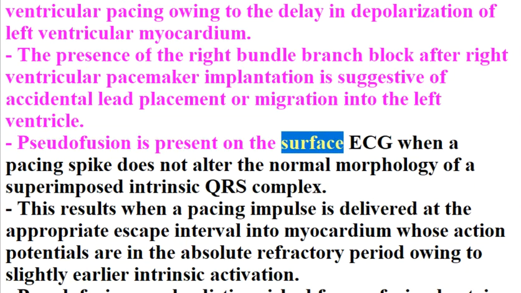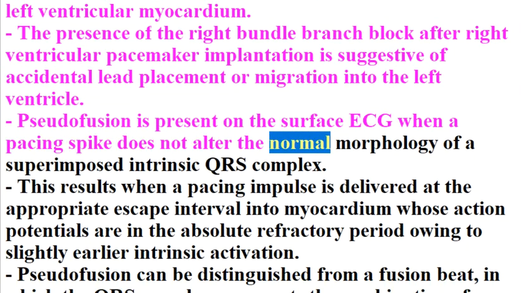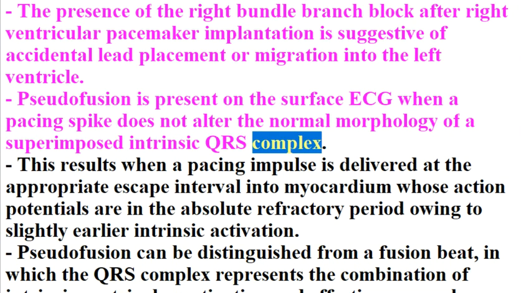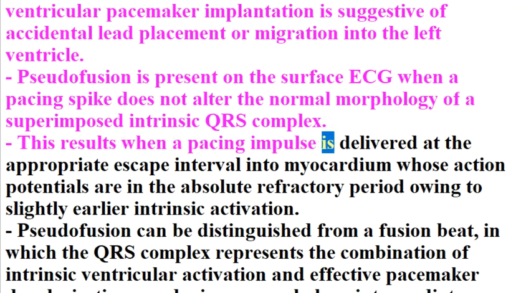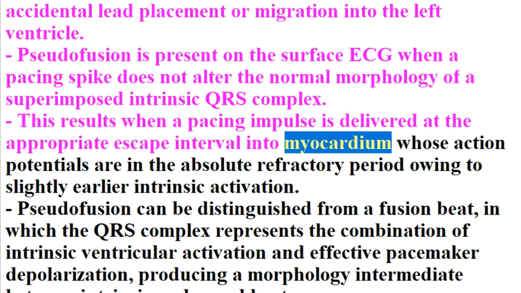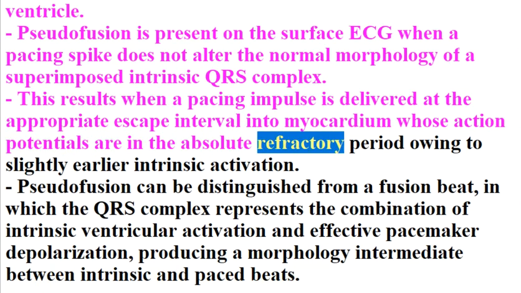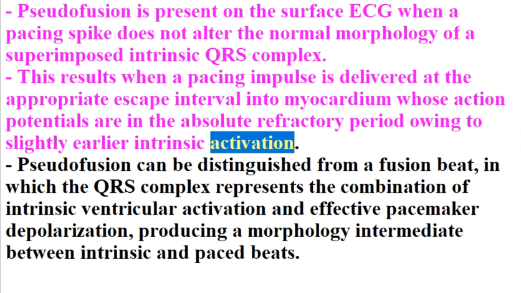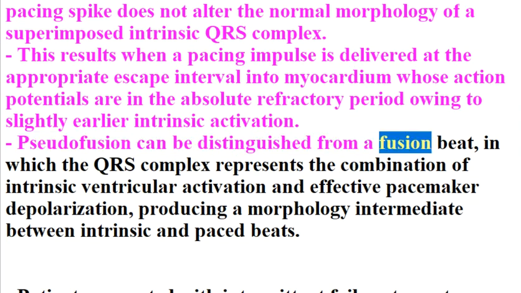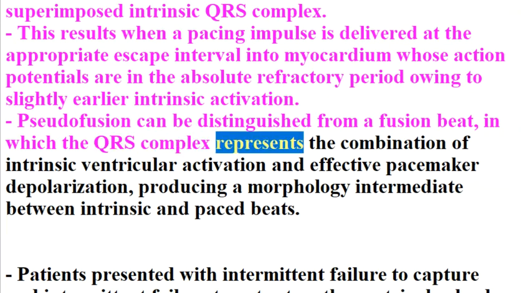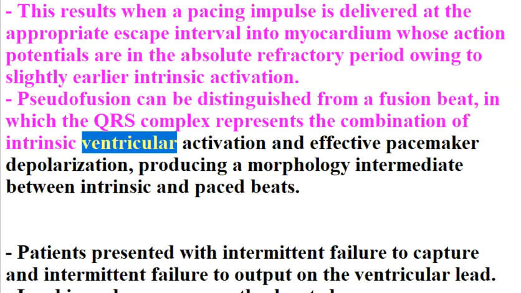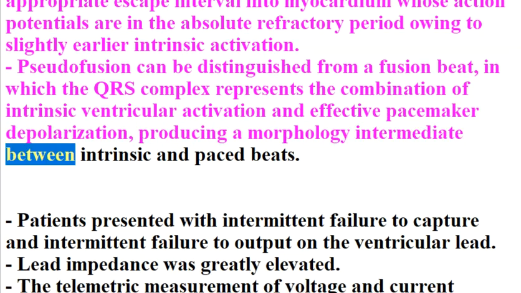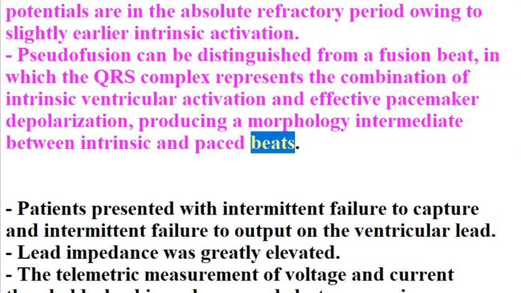Pseudofusion is present on the surface ECG when a pacing spike does not alter the normal morphology of a superimposed intrinsic QRS complex. This results when a pacing impulse is delivered at the appropriate escape interval into myocardium whose action potentials are in the absolute refractory period owing to slightly earlier intrinsic activation. Pseudofusion can be distinguished from a fusion beat, in which the QRS complex represents the combination of intrinsic ventricular activation and effective pacemaker depolarization, producing a morphology intermediate between intrinsic and paced beats.